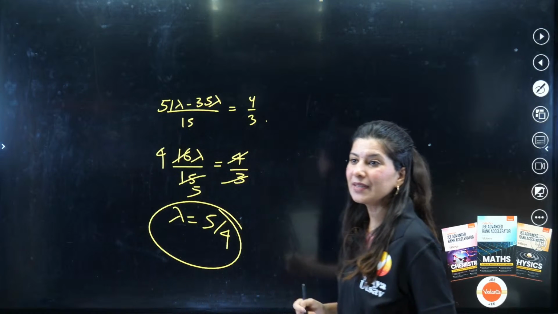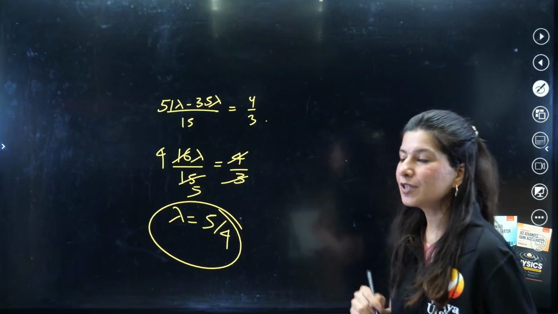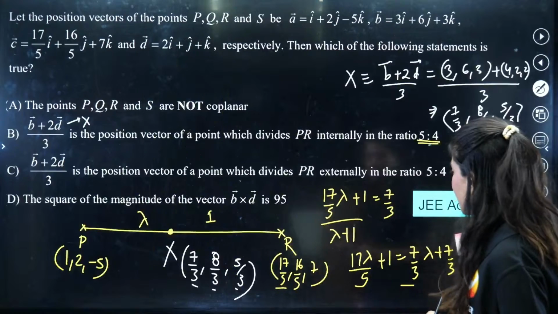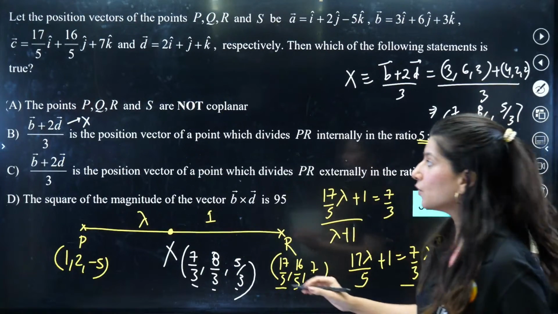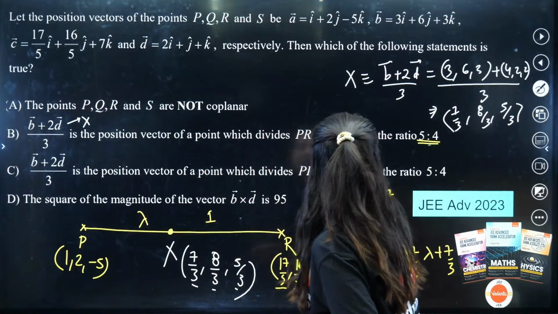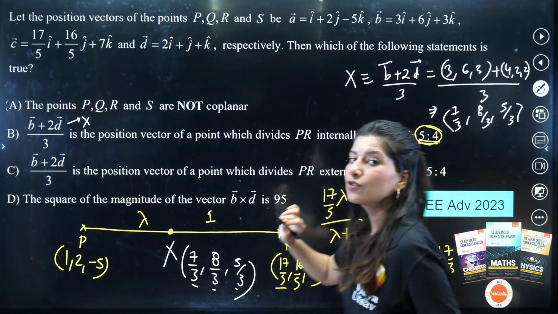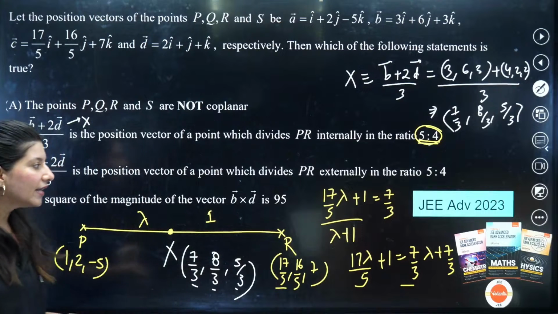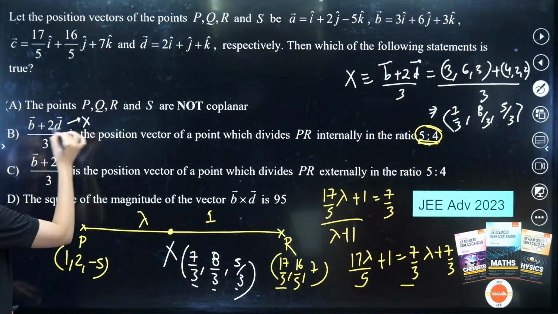That means option B is absolutely right. So what did you just do? You just checked whether this is dividing PR in the ratio 5:4 or not. And that was dividing. So that's why option B is absolutely right.